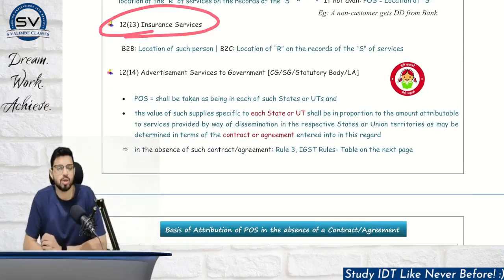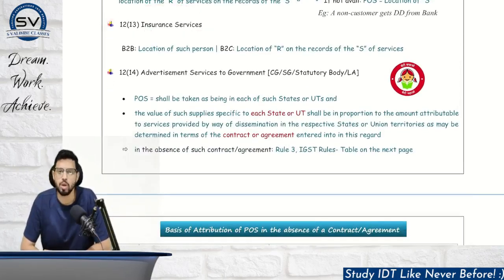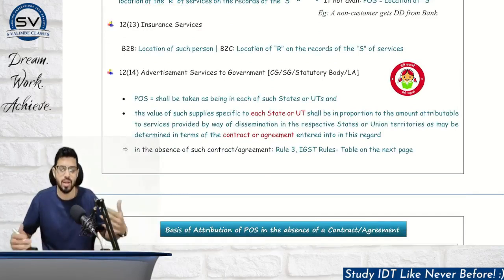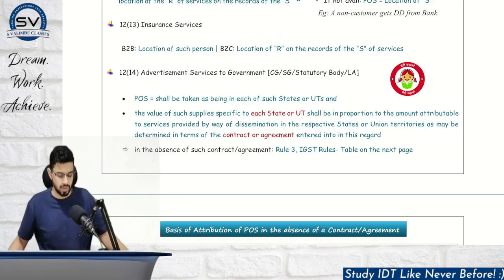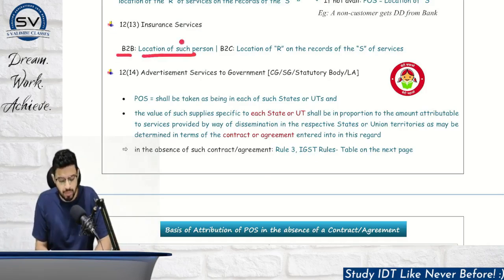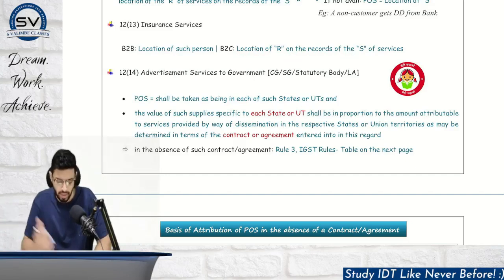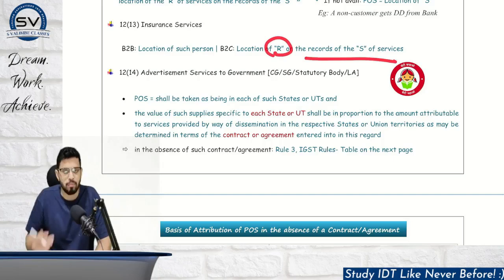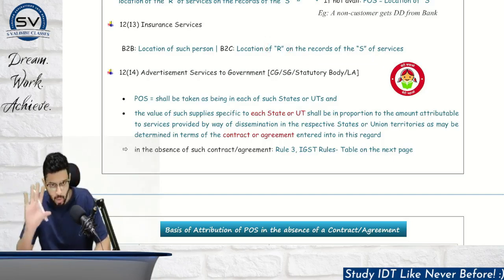Insurance services. In insurance services, it is not possible that location of recipient does not exist because in the insurance industry, KYC is so strong that location of recipient will always be available. So see, B2B, location of such person. B2C, location of recipient on records of supplier. So here you will not find a provision which says what will be the case if location is not available. If registered, B2B, that registered business and location will be place of supply. Otherwise, location of recipient on the records of supplier of service. I'm an unregistered person. I took an insurance policy from ICICI Lombard. This is a B2C case. Regardless of that, ICICI records do have my location in their records. I hope this is clear.